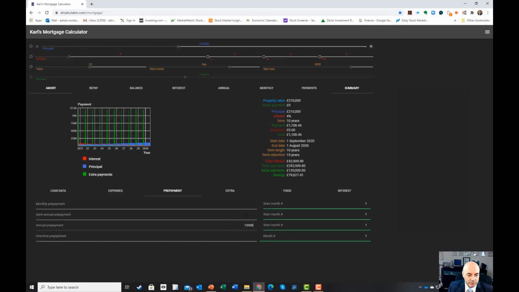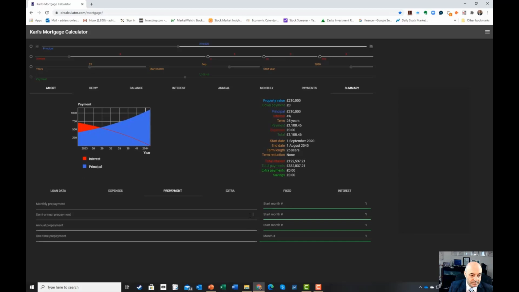So annually, when you get your bonus, contribute 12,000, saves you £79,627 in interest payments, and brings your payment term down from 25 years. It reduces it by 15 years down to 10 years. So this is how you can pay off your mortgage in 10 years if you've got some kind of bonus or annual amount equaling 12,000, and can put that on as an additional payment once a year. Now, if you're in a position where you could do that twice a year, then let me just show you what happens.